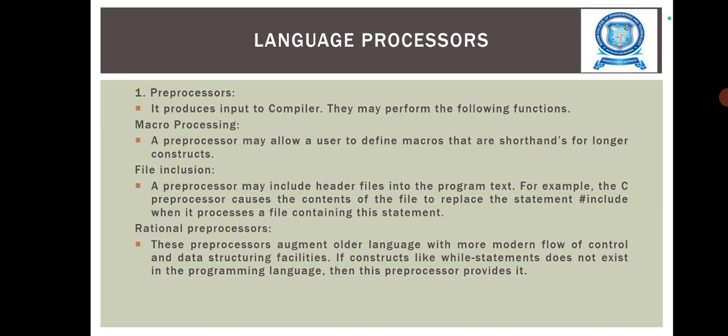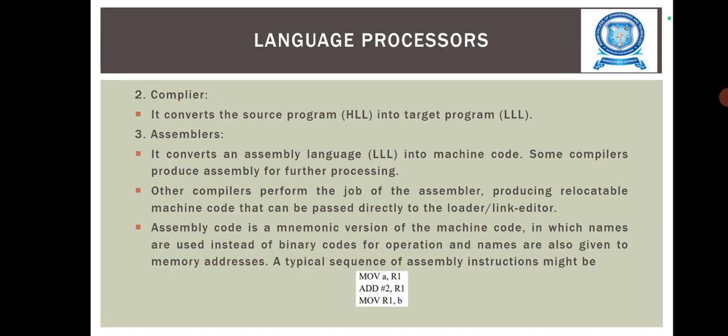Rational preprocessors. These preprocessors augment older languages with more modern flow of control and data structuring facilities. If constructs like the while statement do not exist in the programming language, then this preprocessor provides them. The next one is compiler. It converts the source program into the target program. Assembler: it converts an assembly language into machine code. Some compilers produce assembly code for further processing.